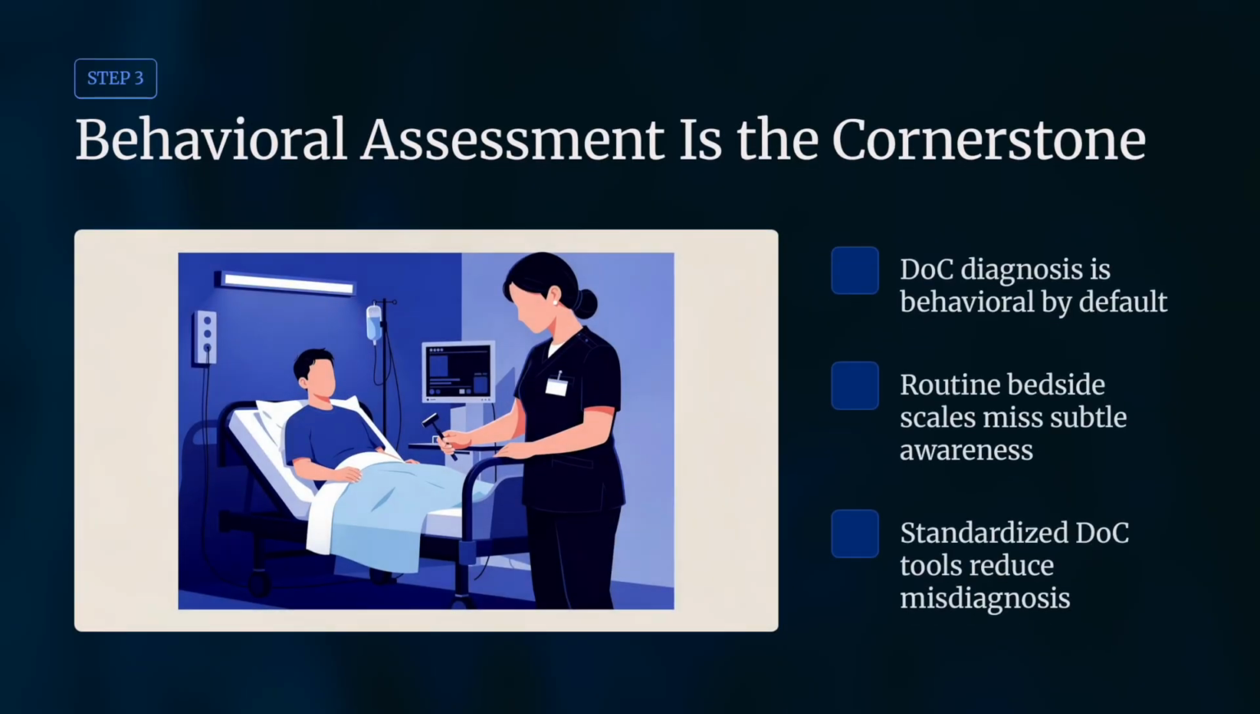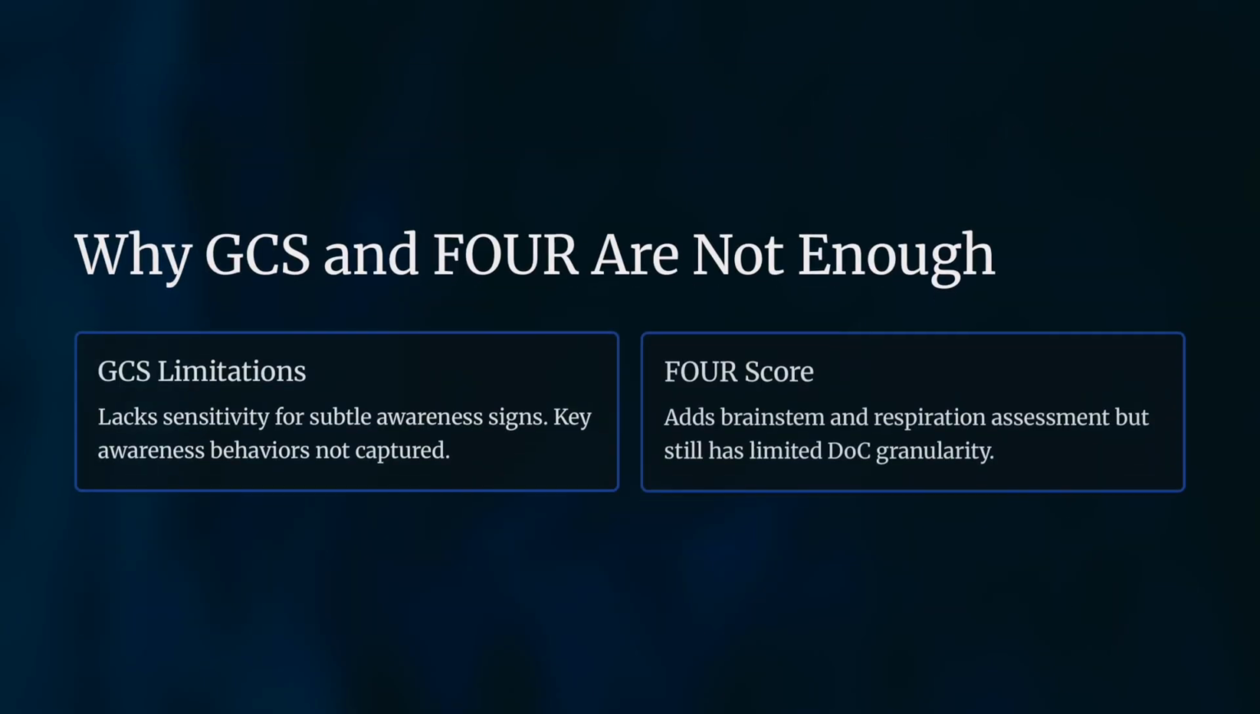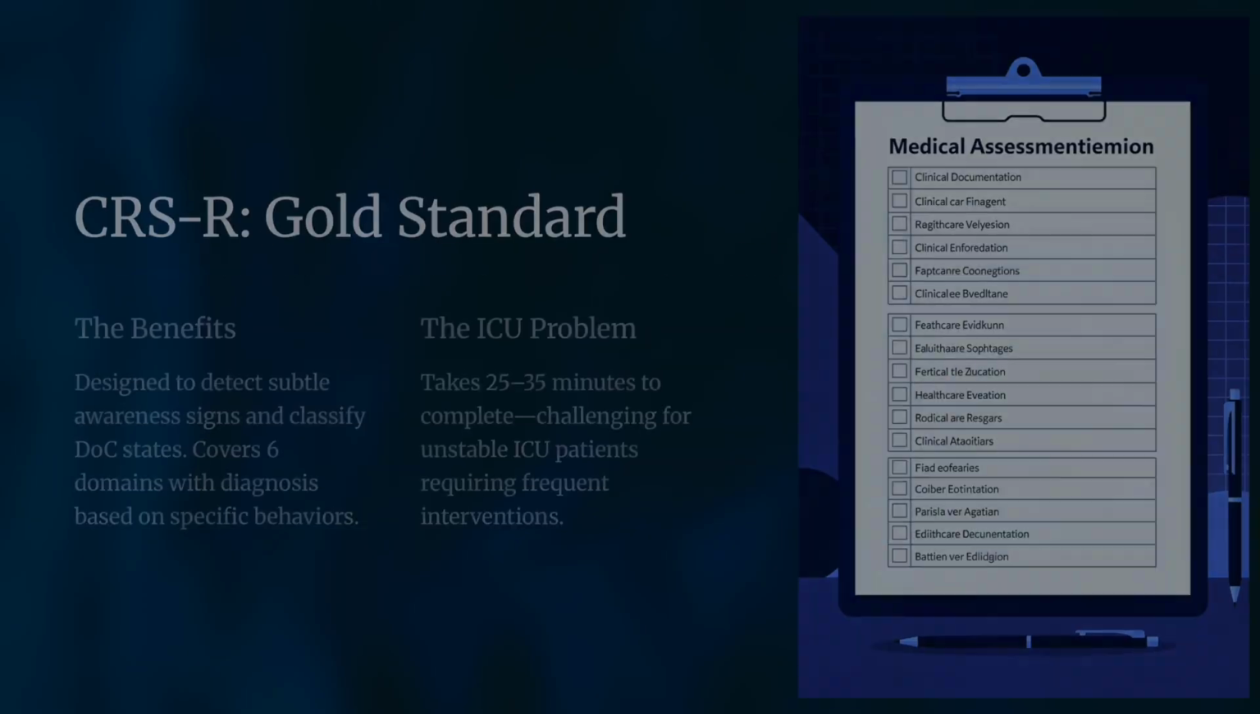Next is the behavioral assessment. The diagnosis of disorder of consciousness is a behavioral diagnosis by default. Routine bedside scales tend to miss this particular part. Standardized tools reduce this misdiagnosis. Now, why have we been saying this? Why are GCS and FOUR score not enough? GCS lacks sensitivity for subtle awareness signs. Key awareness behaviors are not really captured in the M score or even the E score. And the FOUR score just adds brainstem and respiratory assessment, which again have nothing to do with consciousness.